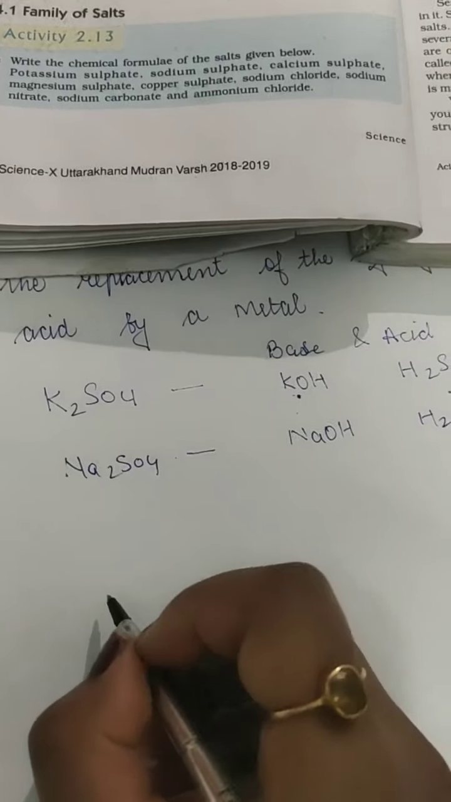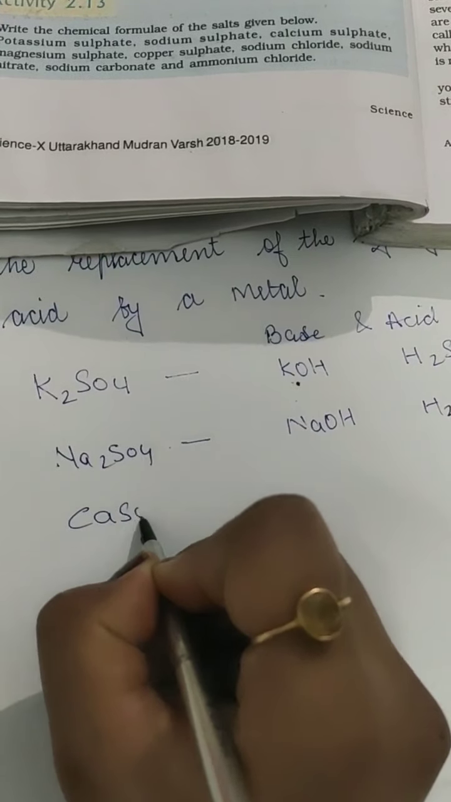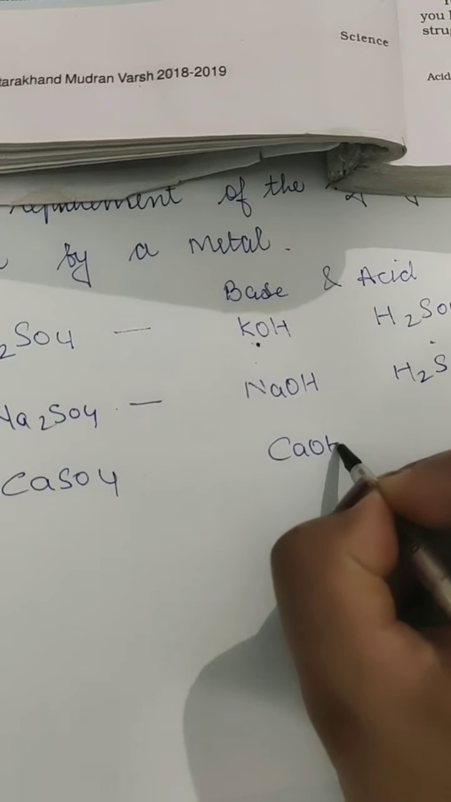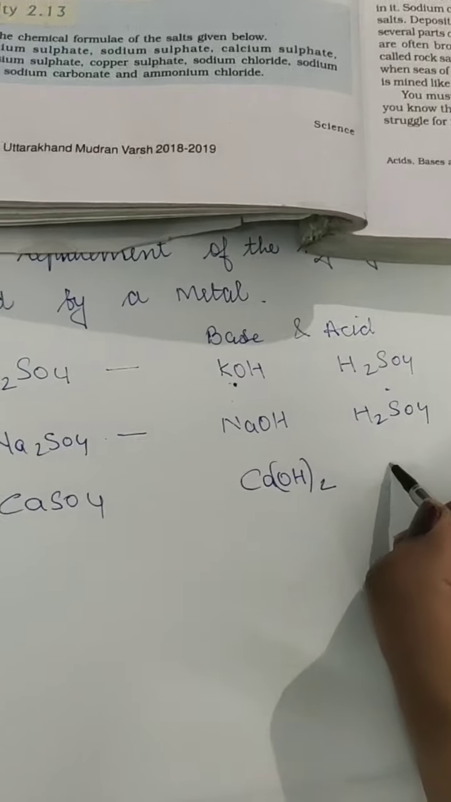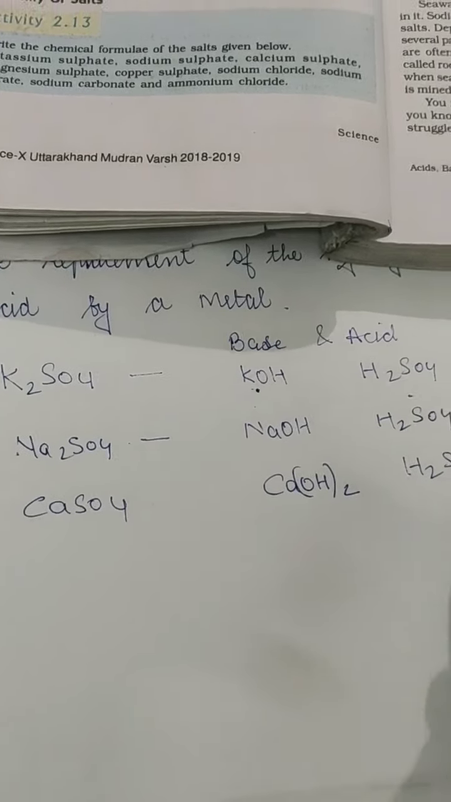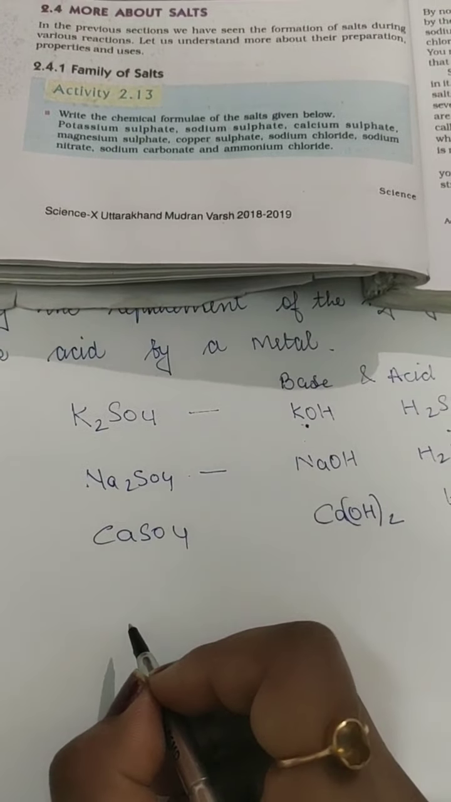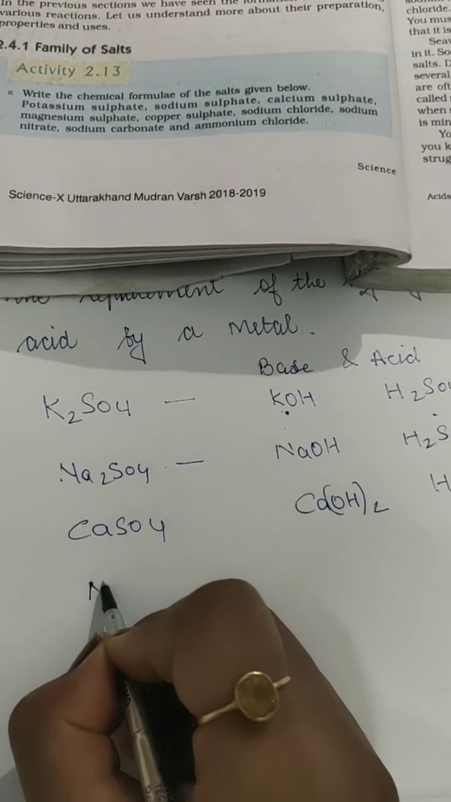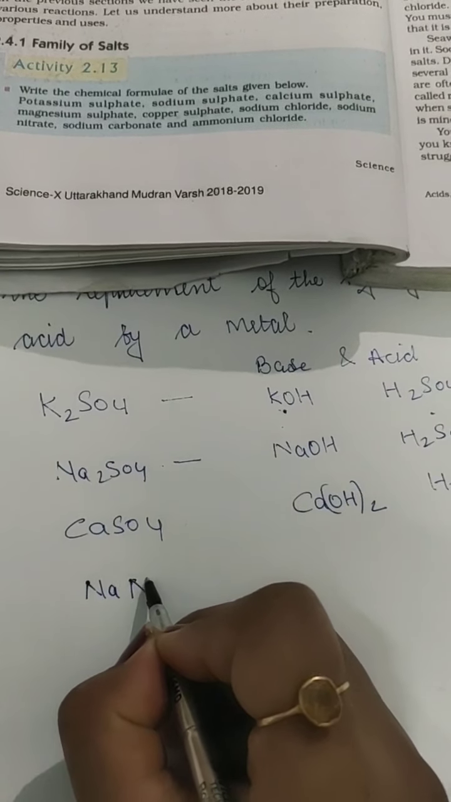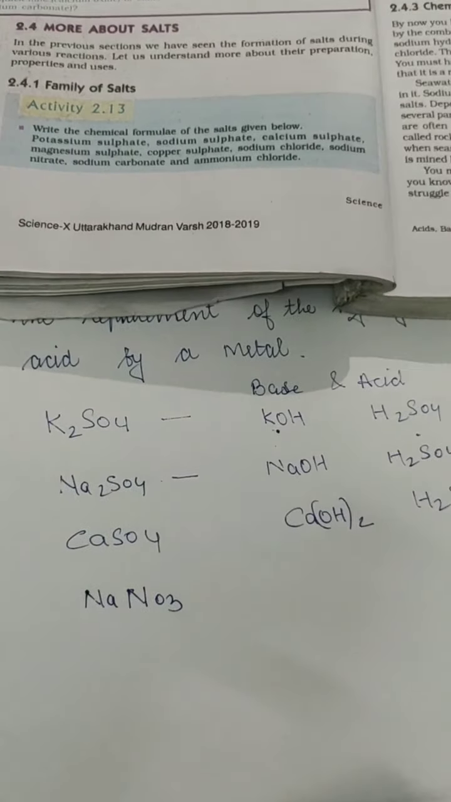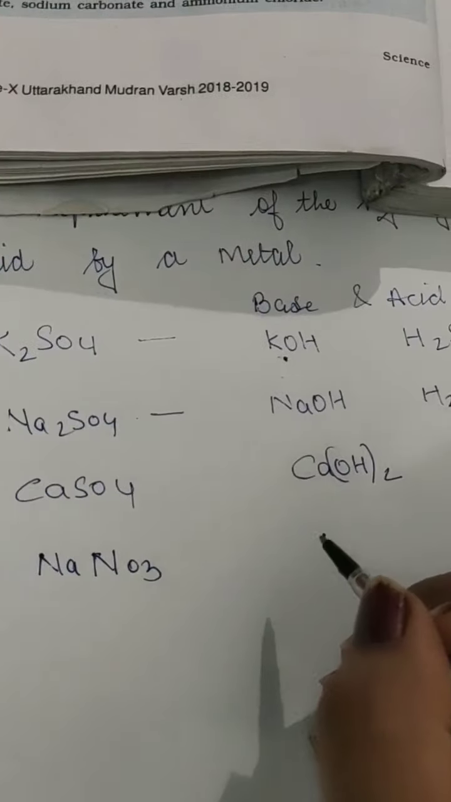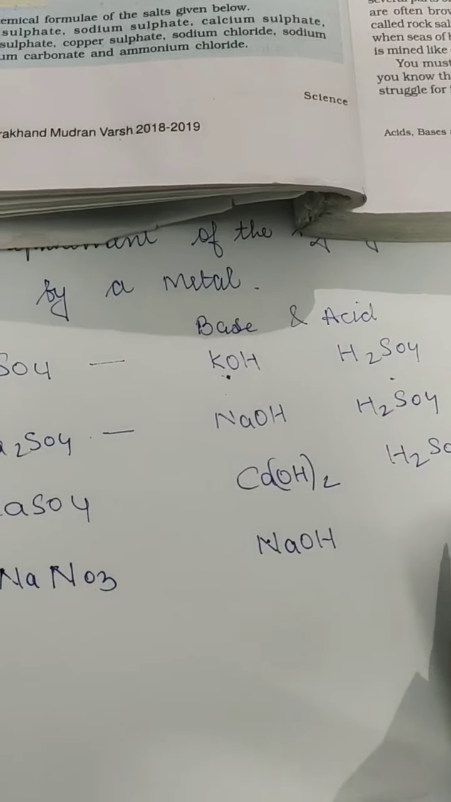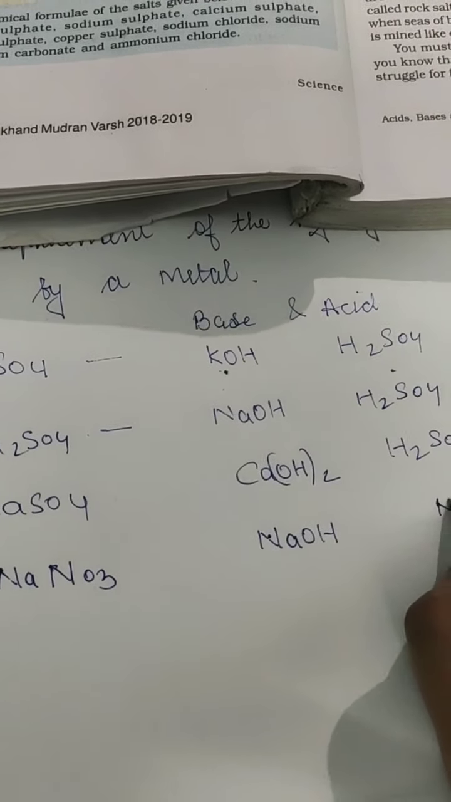The next one is calcium sulfate, CaSO4. I hope you know that the base is Ca(OH)2 and the acid is again H2SO4. Then the next one is sodium nitrate, which is NaNO3. So the base will be NaOH and the acid will be HNO3.